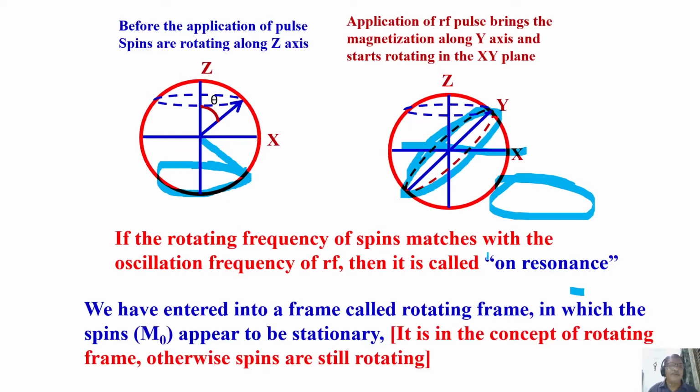In the rotating frame, we always say the spins appear stationary. What does it mean? It means, if you are in the laboratory frame, along the z-axis, the spins are precessing. But when I go to the xy axis, where the spins are rotating in this xy plane, I sit in that plane and look at the spins, it appears stationary. That means from the laboratory frame, you move to a frame where the spins are rotating. This is a rotating frame of reference. When you move to that frame of reference, for you, the spins are stationary.